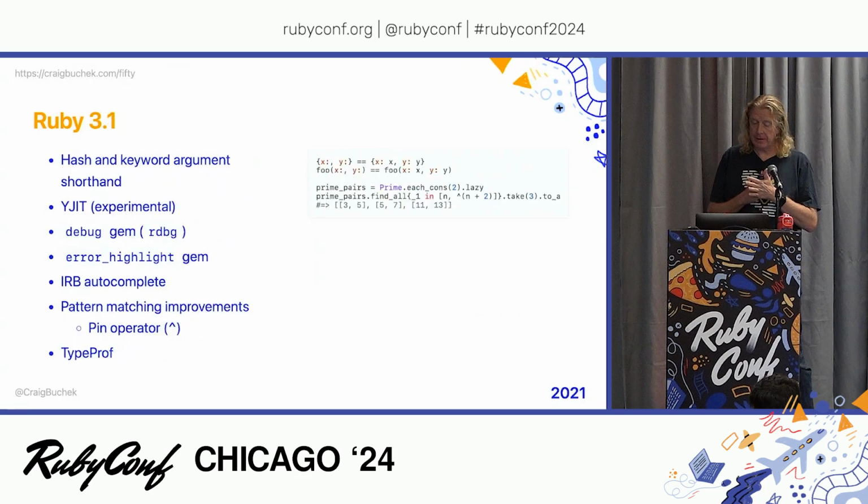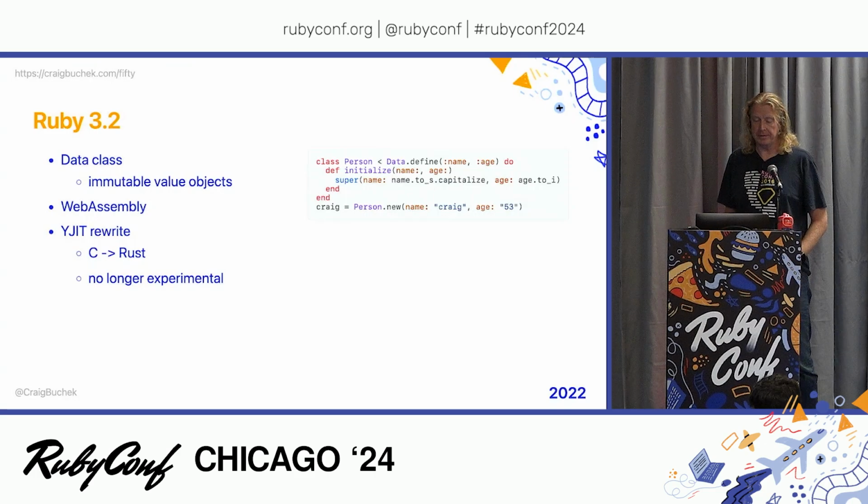Ruby 3.1 added shorthand for hash and keyword arguments. So if you want to say x: x, just say x:, and it'll figure out that you meant x. The YJIT was added, yet another JIT. We finally got a new standard debugger. IRB added autocomplete, some more pattern matching, and a type profiler that reads plain Ruby and generates your RBS type signature file.